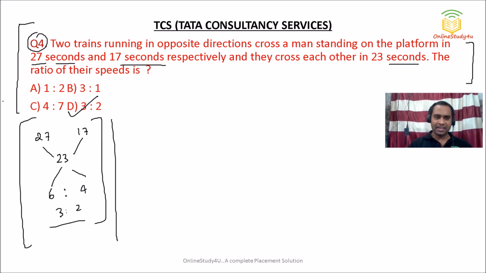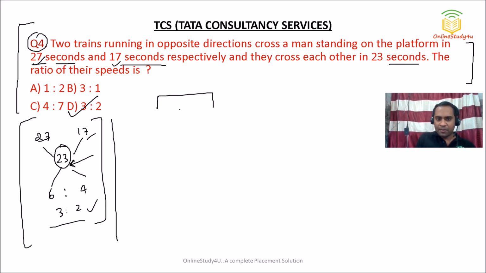See, 27 seconds the first train is taking, and 17 seconds the second train is taking, and both are taking 23 seconds. So here in between that will be the common value, right? And here first train and second train. So that's how you get the ratio. But now let us see the process.